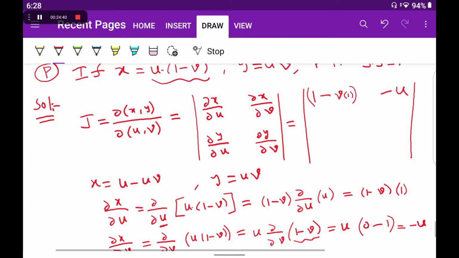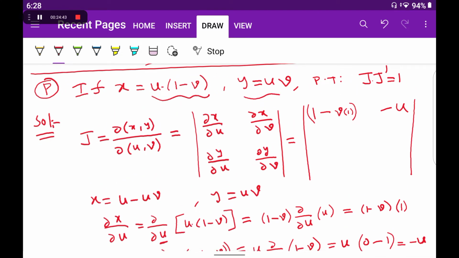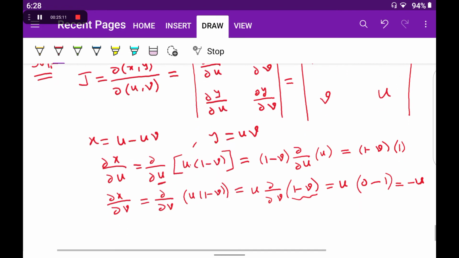Okay. And coming to y equal to uv, ∂y/∂u is v, because v is constant. Derivative of u is 1 with respect to u. And ∂y/∂v, differentiating y with respect to v, here u is kept as constant. Derivative of v with respect to v is 1. Okay.